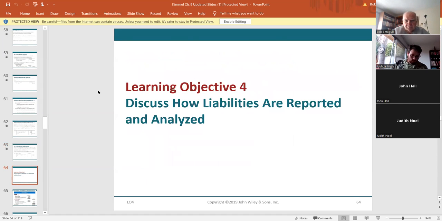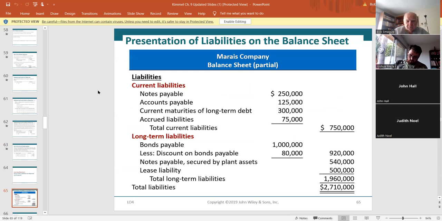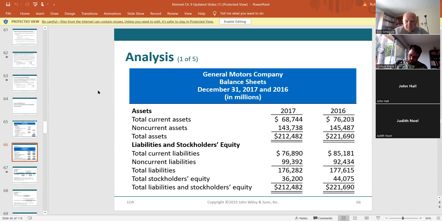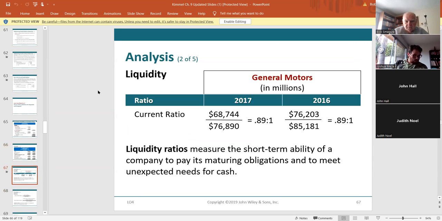How liabilities are reported and analyzed. We've been over this. Okay, let's talk about a couple of new metrics you're seeing for the first time, I think. Well, actually, this one we've seen a lot.